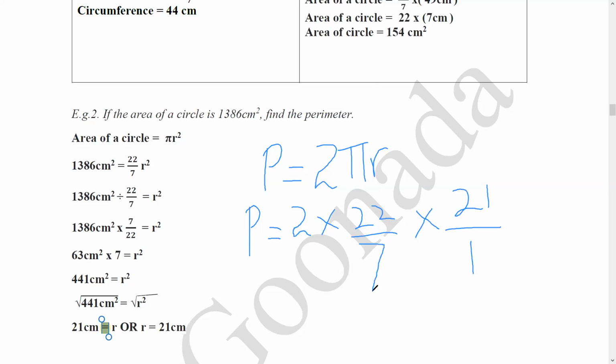Let's get back. So 7 into 7, 1, 7 into 21 is 3. So 2 by 22 is 44. And 44 by 3 is 132 centimeters. All right.